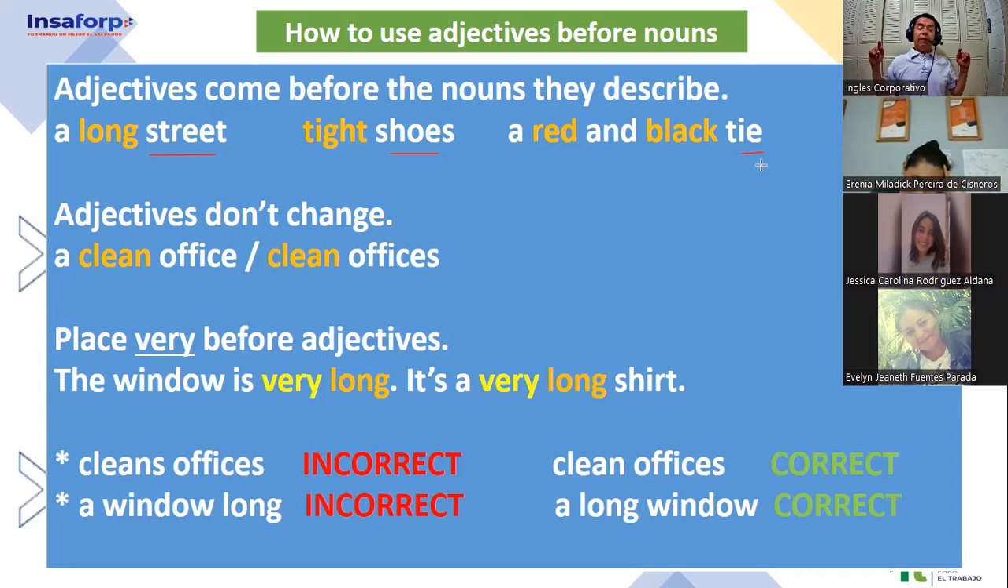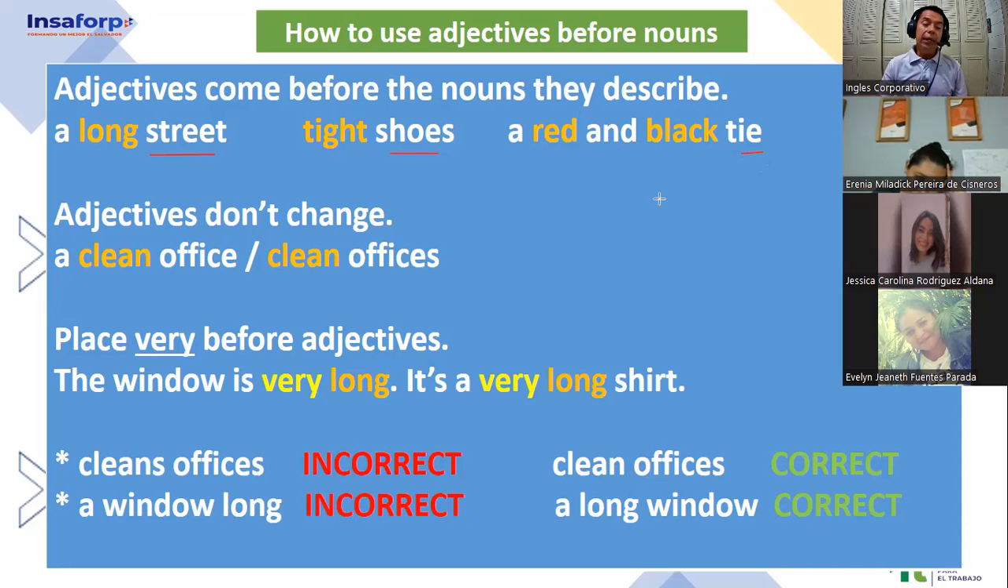Place very before the adjective, right? The word very and also the word so are intensifiers. For example, we say, the window is very long. Or you can say, the window is so long. It's a very long shirt. Okay, very is an intensifier. We say long shirt, una camisa larga, but when you say it's a very long shirt, you say es una camisa muy larga.